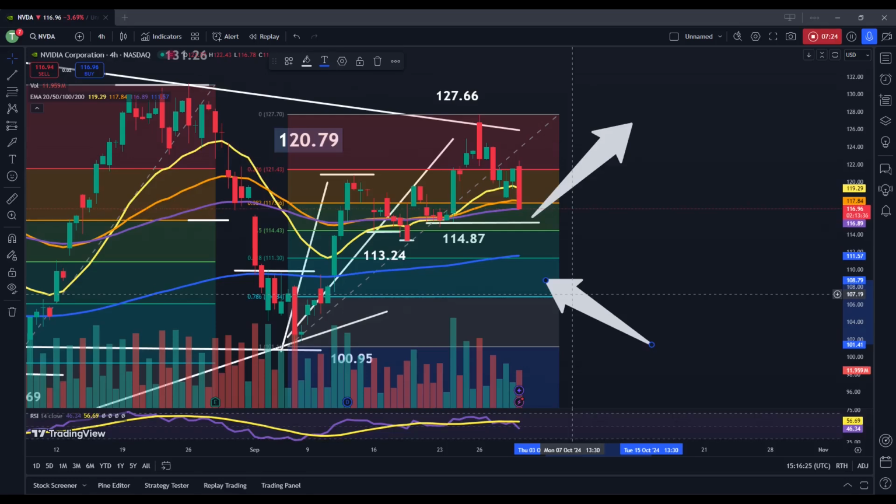So here's the current stock market analysis for NVIDIA Corporation, stock ticker NVDA.